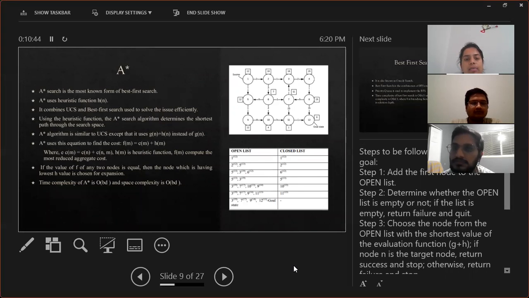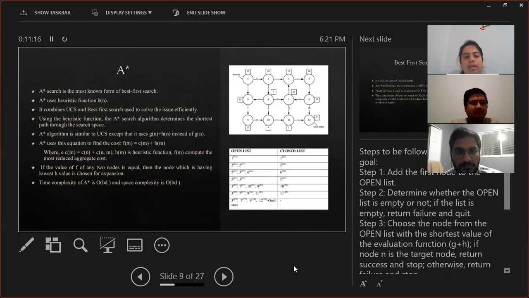Coming to the last one, this is the informed search algorithm, A star. A star search is the best known form of the best first search. It also uses a function to calculate the path, which is a heuristic function. It is a combination of UCS and best first search, which is used to solve the problem efficiently.